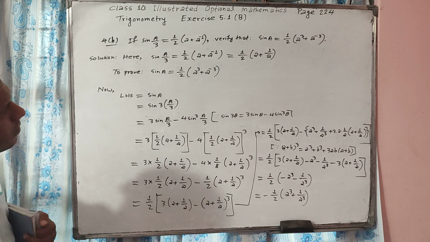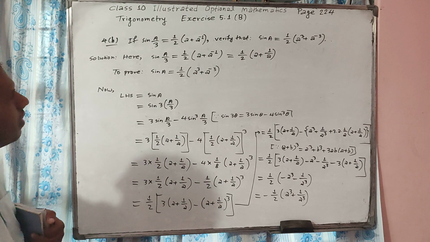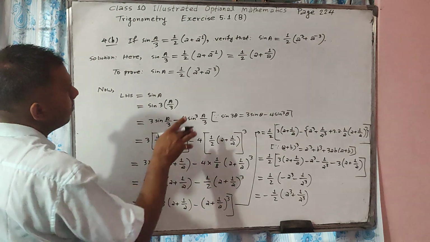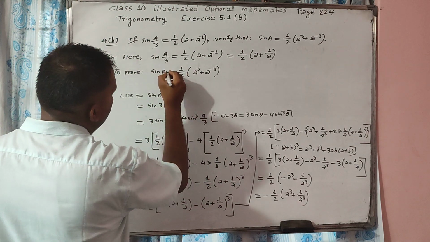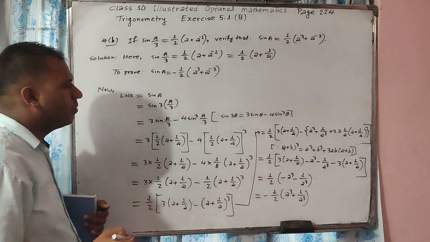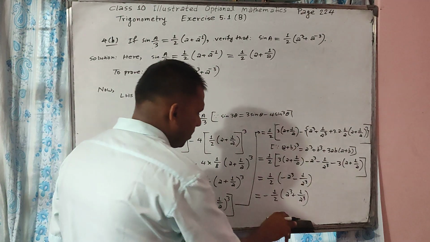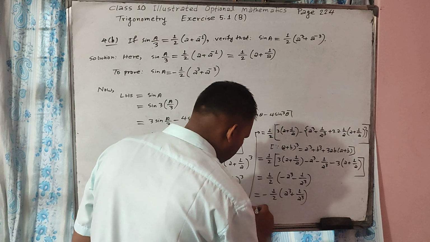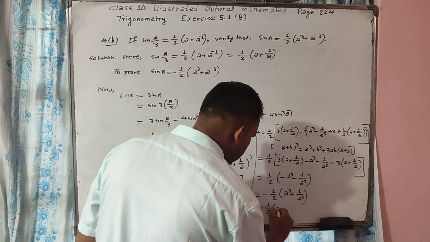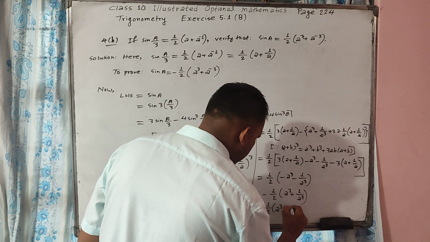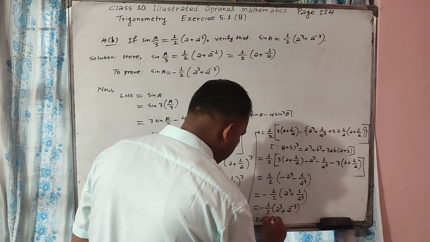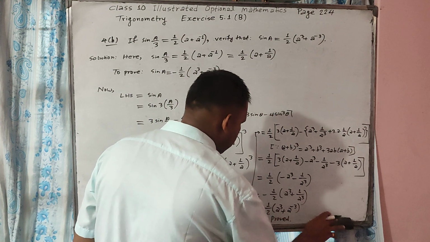So on the RHS, there must be a minus sign: minus 1 by 2, a cube plus a cube by minus 3. This equals minus 1 by 2, a cube plus a cube by minus 3, equal to RHS, root.